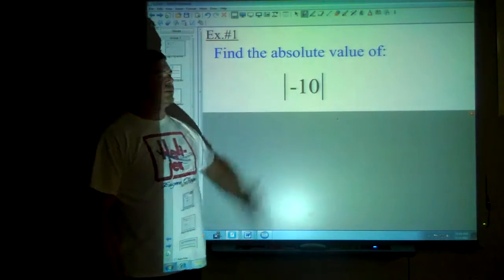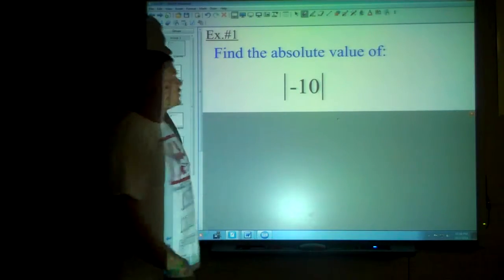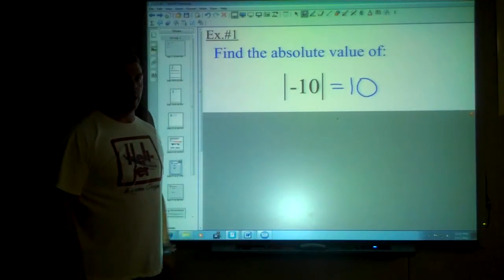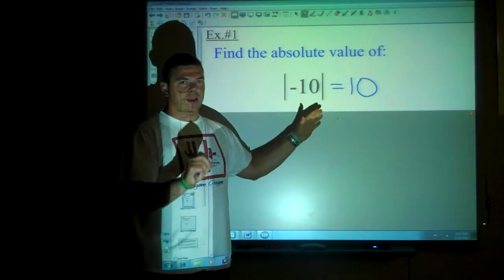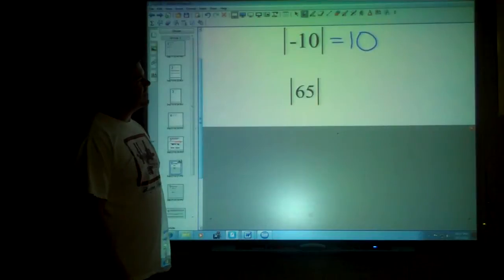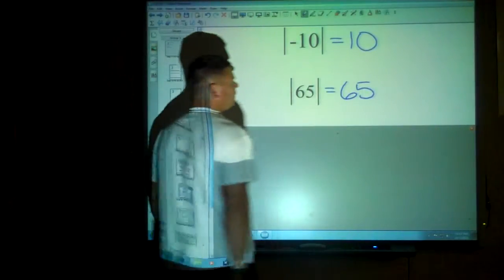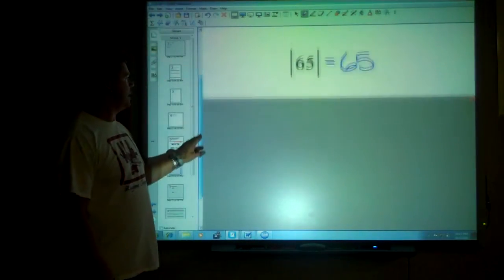Now, the absolute value of negative 10. How many units away from 0 is negative 10? 10 units away. The answer for this is 10. That's how far away it is from 0. Someone's going to tell me that it means opposite. It does not mean opposite. It's how far away it is. How about the absolute value of 65? Well, that's going to be 65 units away from 0. Again, that did not mean opposite. It was how far away it is.